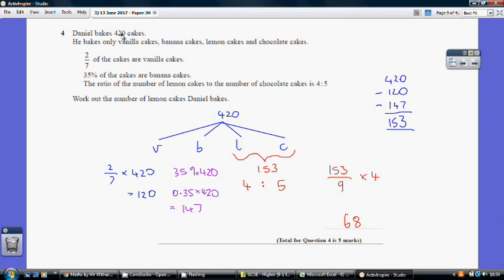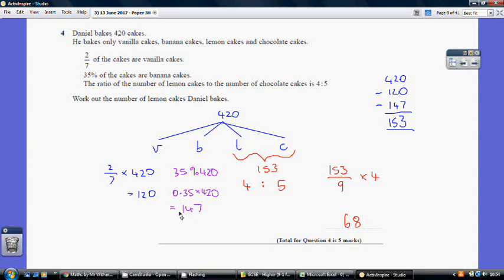So we can work out what 2/7 of the 420 is just by multiplying 420 by 2/7. So just in your calculator, use the fractions button to get 2/7, multiply by 420, and that gives us 120. And then for the banana cakes, we're told that 35% of the cakes are banana cakes. So again, using our calculator, 35% is 0.35. Multiply this by 420 and that gives us 147.